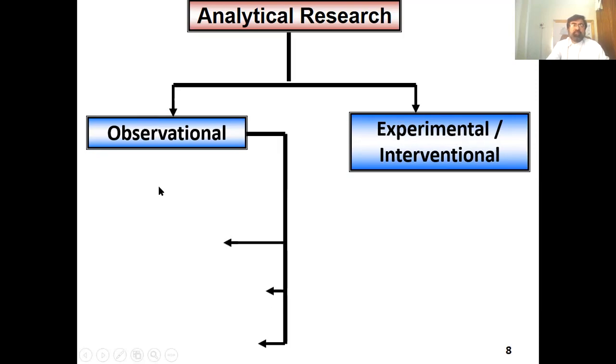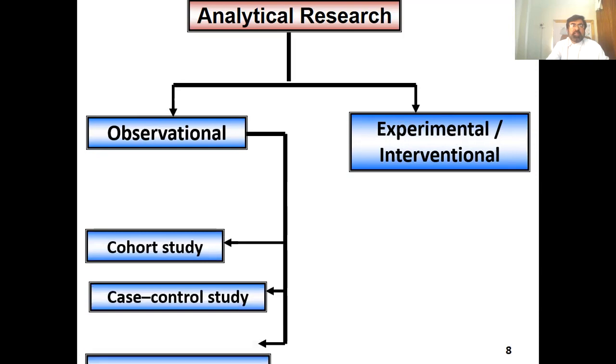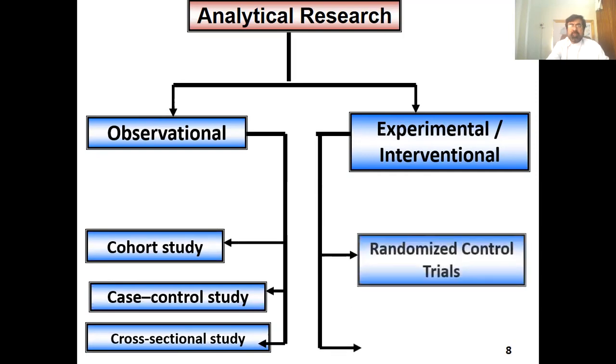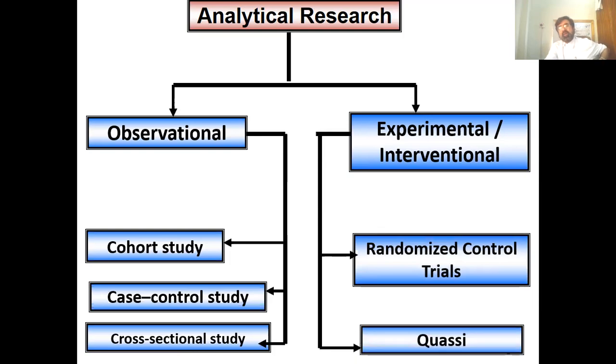Let's move ahead. The observational studies are further divided into cohort study, case control study, and comparative cross-sectional study. This cross-sectional study is called comparative cross-sectional study because you will be having two groups to be compared with each other. And then the experimental studies are further divided into randomized control trials and quasi-experimental designs. Now we will be discussing each study design separately in detail.